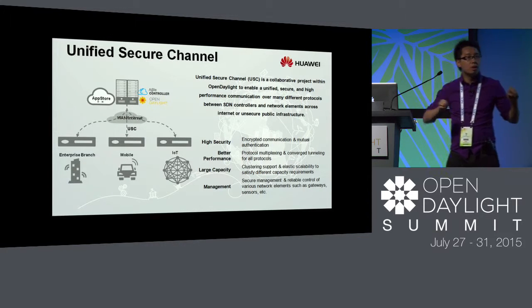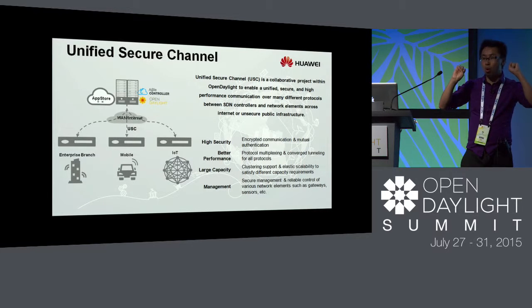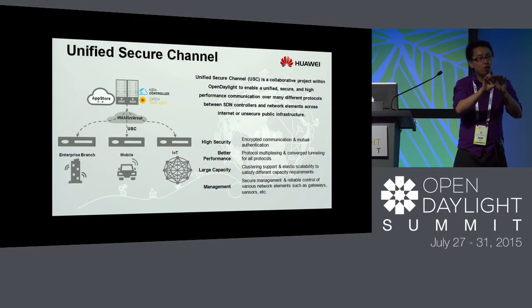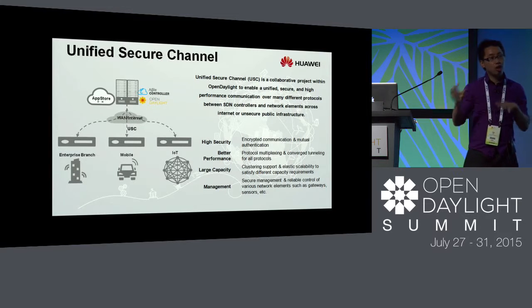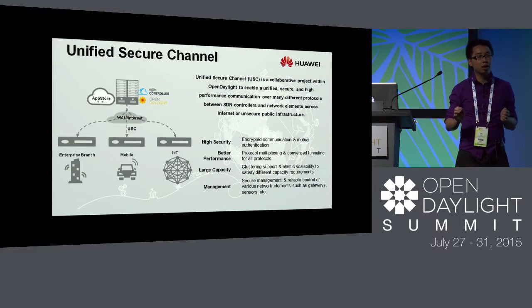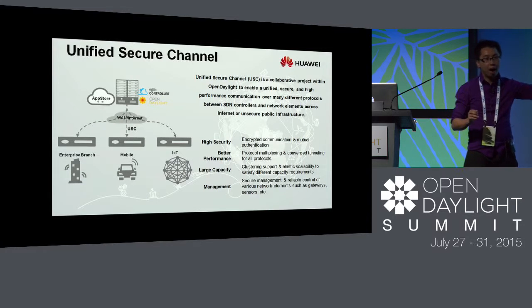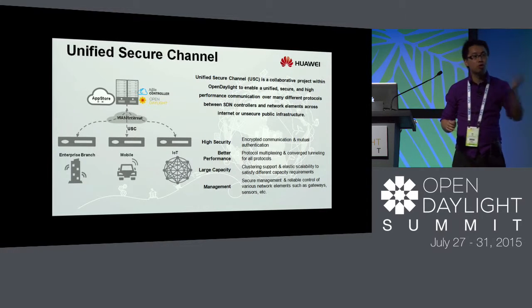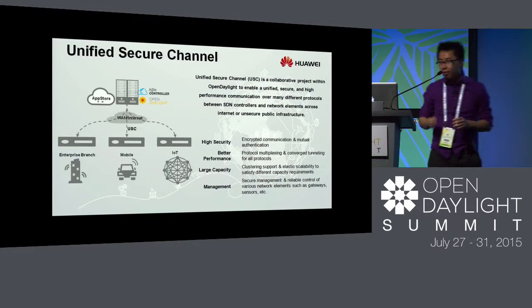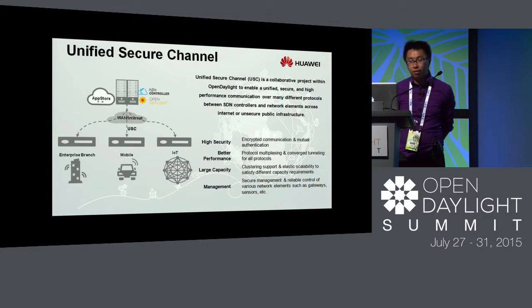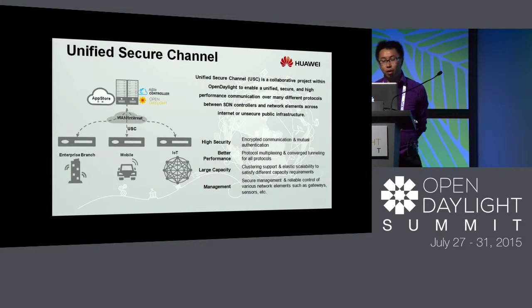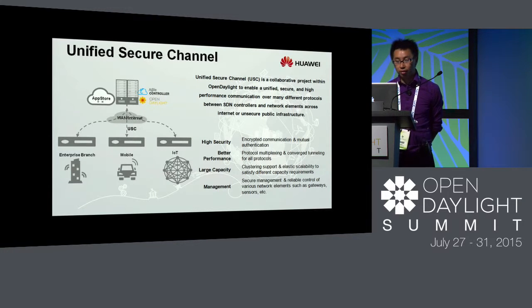Basically, between your SDN controller and your enterprise edge nodes, we create a single unified tunnel that is shared by all the different protocols and southbound plugins. So now all the different applications will have different sessions through that tunnel. And with that tunnel, we provide additional functionality, like higher security, where we provide encrypted communication and mutual authentication. We also provide better performance through protocol multiplexing and converged tunneling for all protocols.